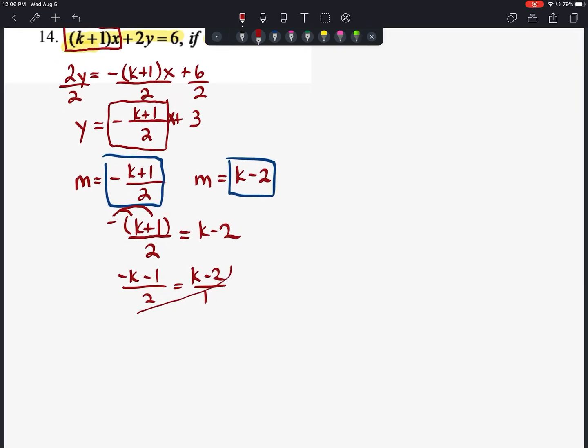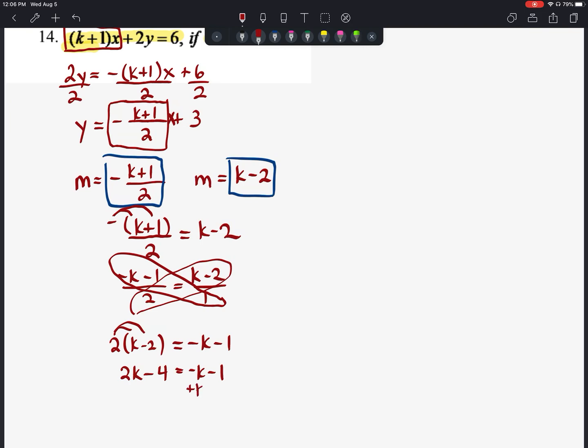We're going to do 2 times the quantity of k minus 2 should equal 1 times the quantity of negative k minus 1, which will be just negative k minus 1. And let's distribute our 2 through. We've got 2k minus 4 is equal to negative k minus 1. And now we're just going to combine the like terms. So we've got 3k is equal to, that zeroes out, that zeroes out. Looks like 3. So k should equal 1.